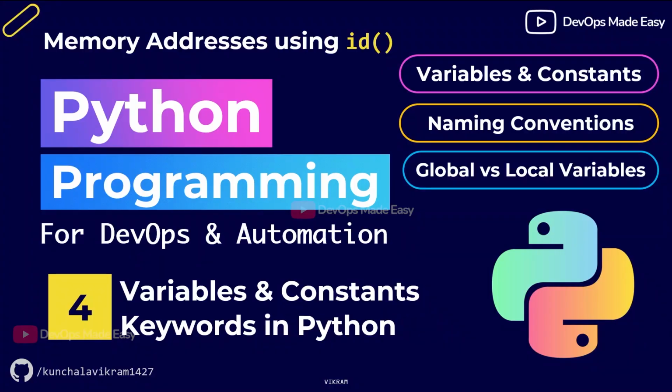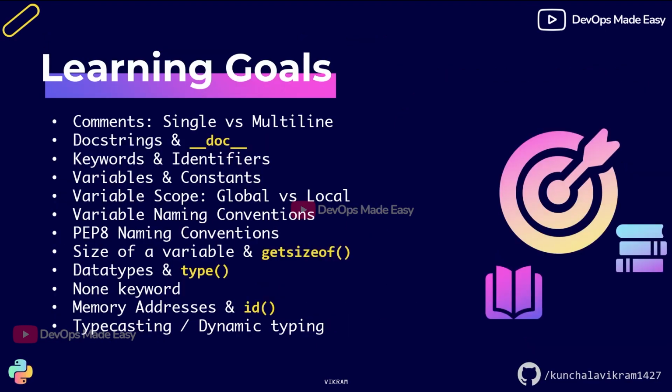In this video, we'll talk about some of the core concepts in Python like variables and constants, keywords, how do we name a variable, and what are global and local variables. So these are the various topics that will be covered in this video.